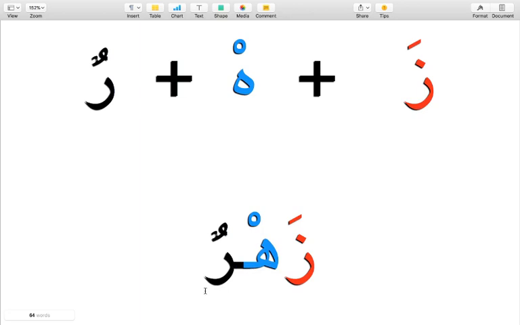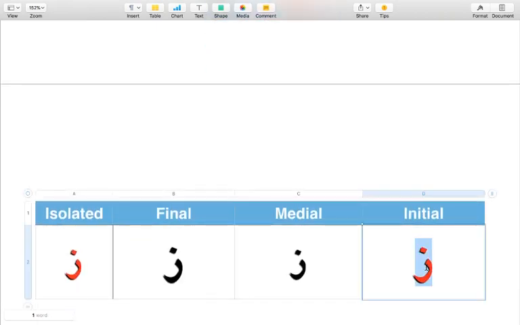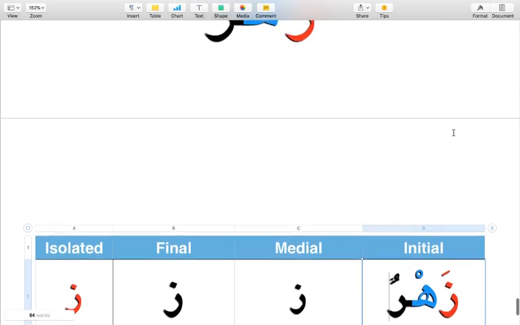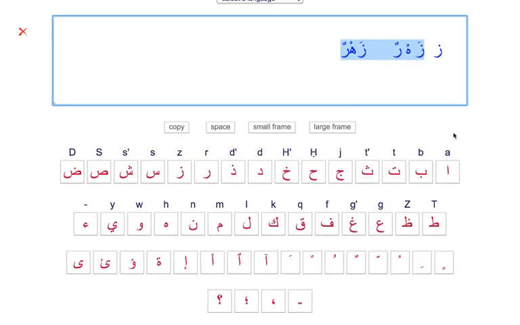This is zahrun with a sukun, which means flowers, and a ra. So easy, and we're going to paste that. So this is how zal will be written as the first letter of a word, zahrun.